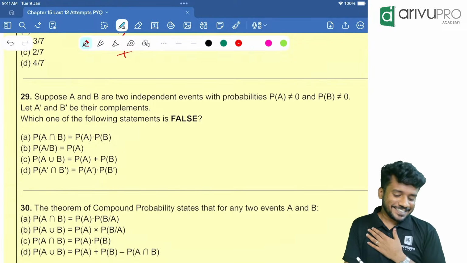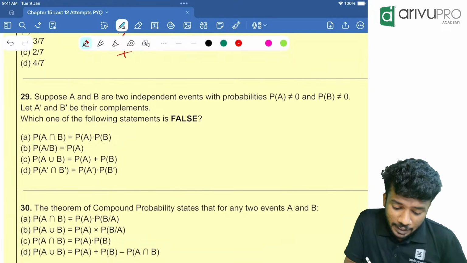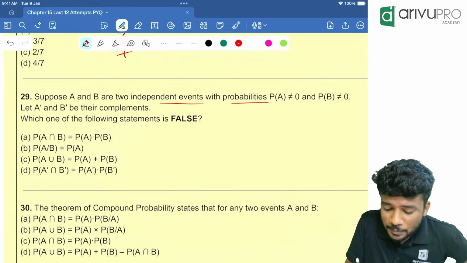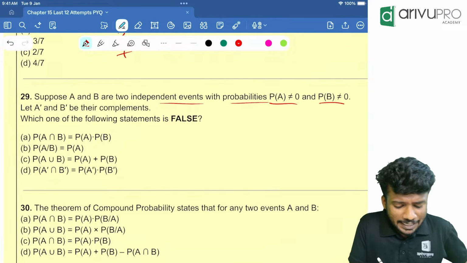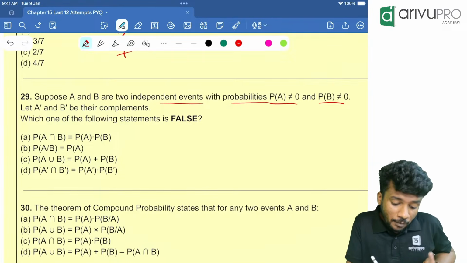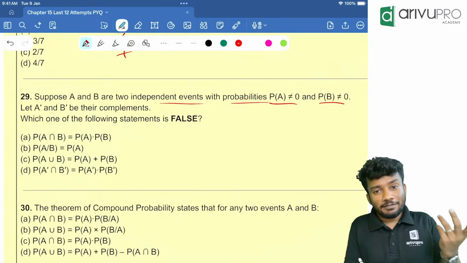Okay, yes. 29. Suppose A and B are two independent events with probabilities P of A not equal to 0, P of B not equal to 0. Let A complement and B complement be their complements.